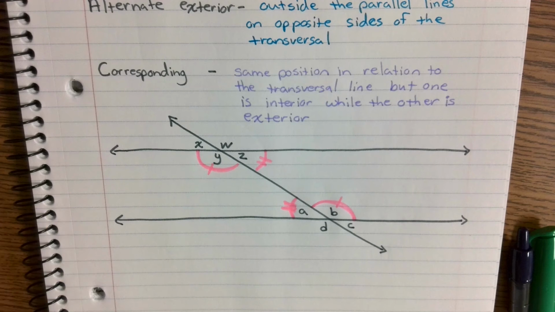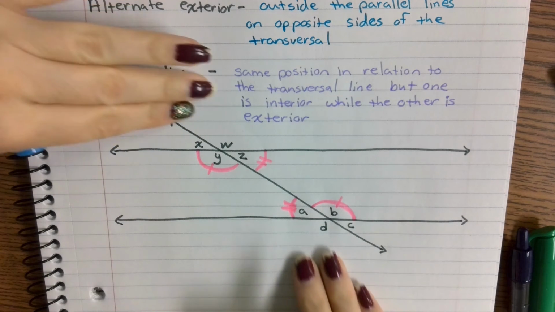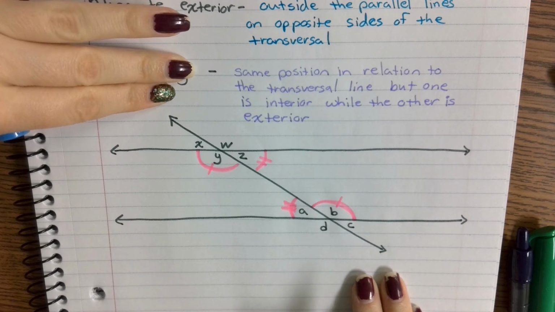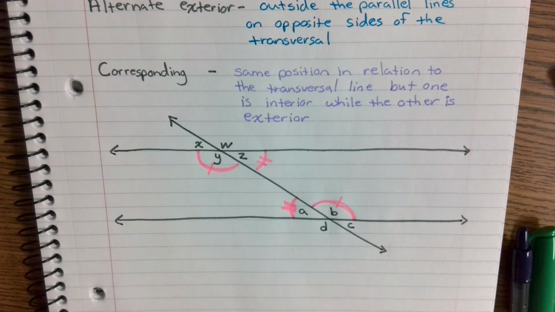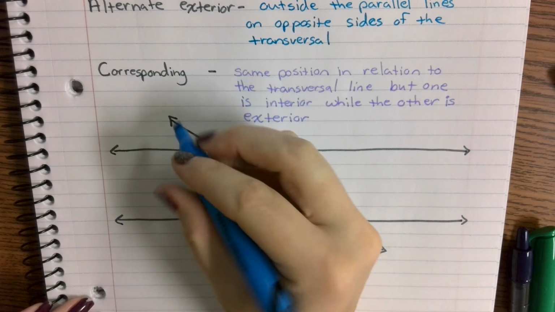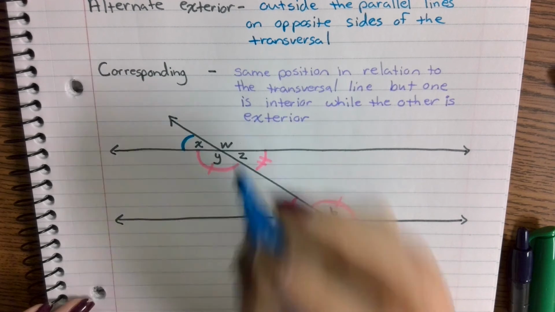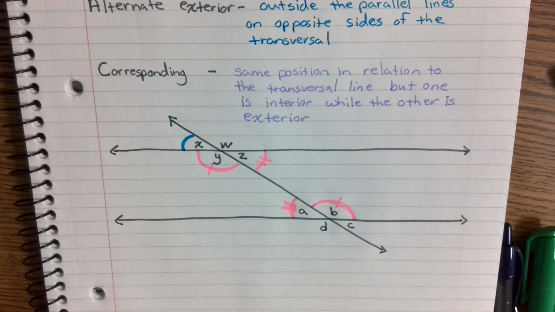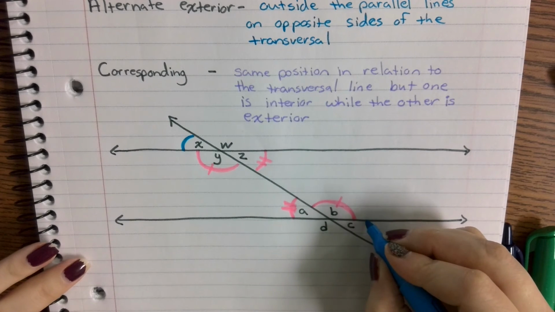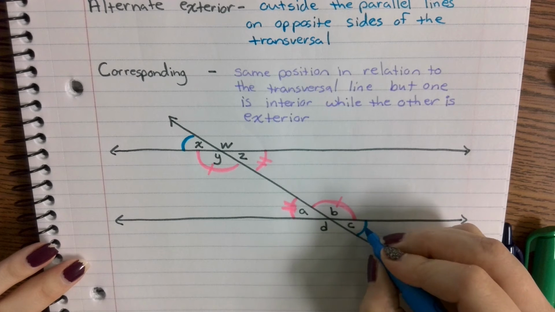Okay? Our alternate exterior, again, they're on the outsides of the parallel lines. Okay, so they're branching away from the parallel line. If we start with angle X, who can tell me which angle is going to be its alternate exterior counterpart? Ethan? C. Angle C is going to be its alternate exterior buddy.